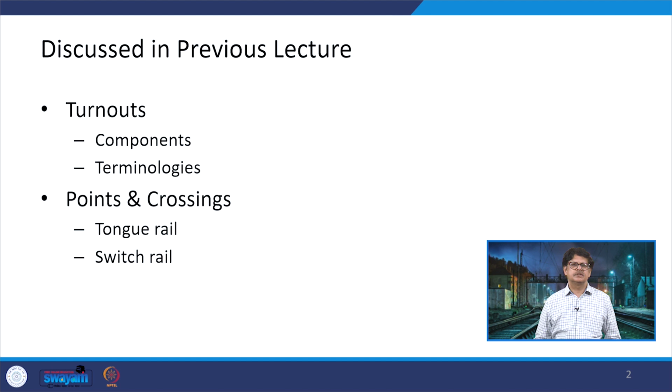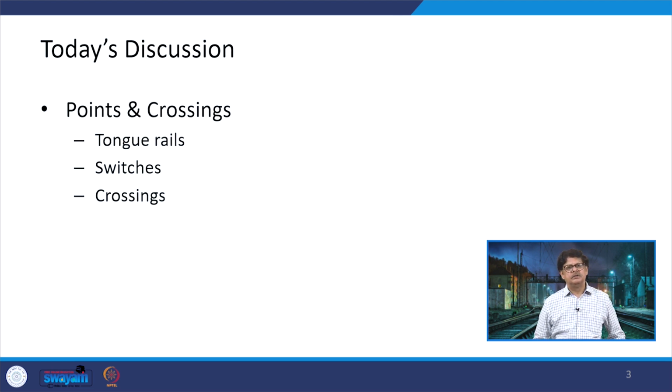What are the various components which are provided on points or which are provided on crossings? What are tongue rails? What are switch rails? And how a turnout works. In continuation of that, today we will continue with our discussion related to tongue rails, switches and crossings. So, you will find there is some overlap with respect to the previous lecture, and some of the other things we are going to discuss in more detail.